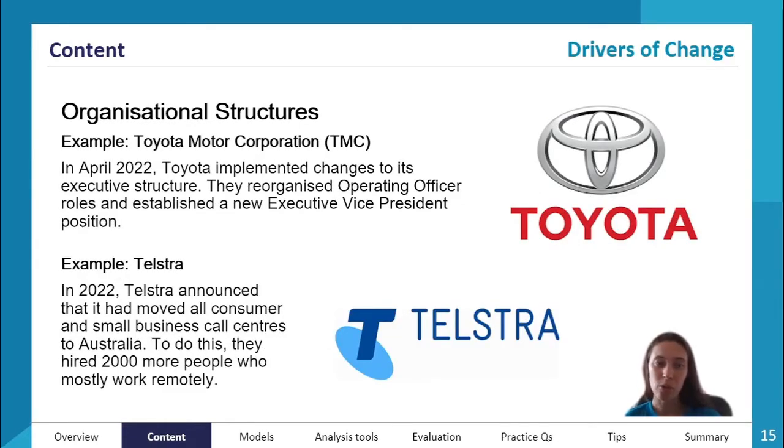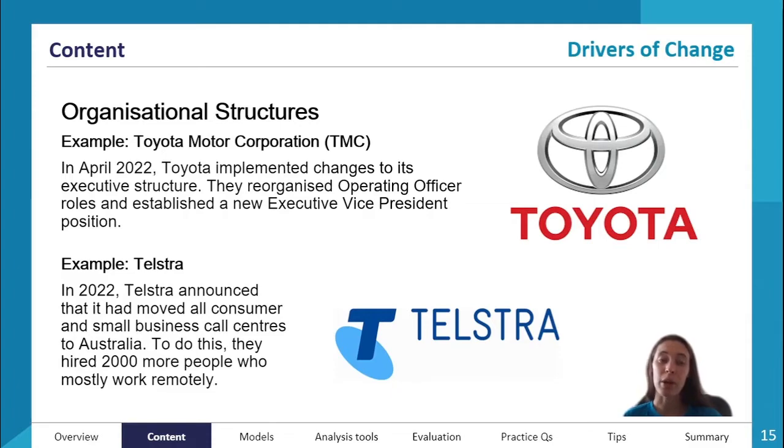Some examples. In April 2022, Toyota implemented changes to its executive structure, so its organizational structure. They reorganized their operating officer roles and established a new executive vice president position. So as we can see, there's a few ways that you can do it. You can be changing the chain of command. Some other role could become higher up than another one. New positions can be created. Positions that are already existing can be removed, and things like that.